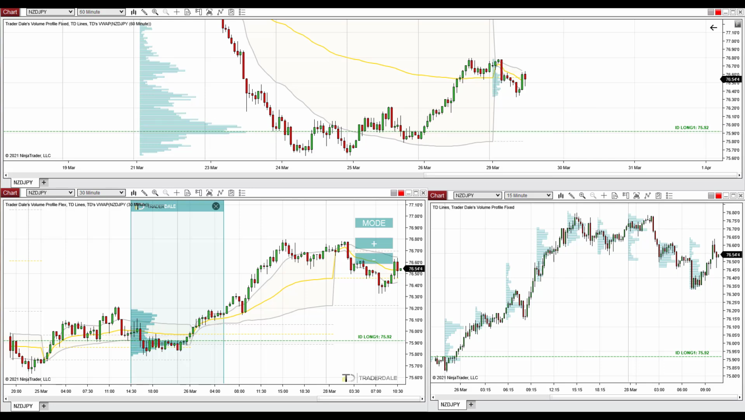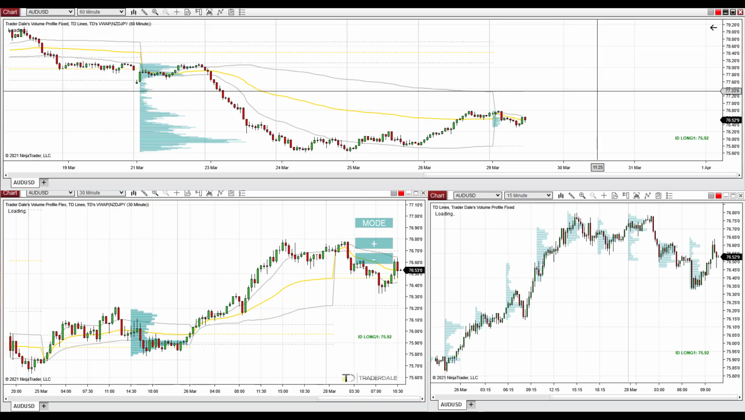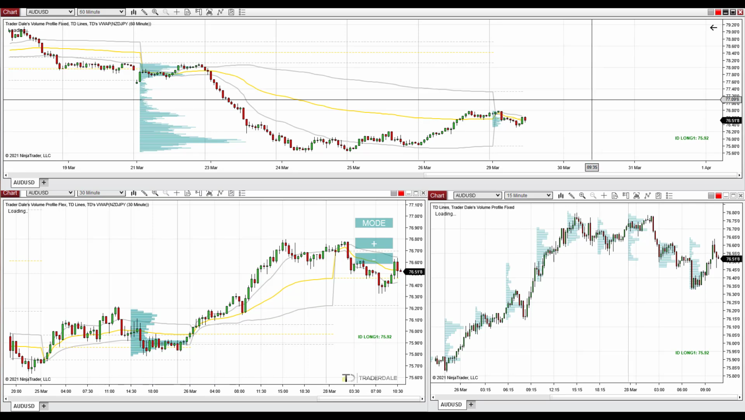Now let's go into the next trading idea. This one is actually a trading idea from my members area. I published this level a couple of days ago for members of my trading course. It's on the Australian dollar, US dollar, so let's check it out.